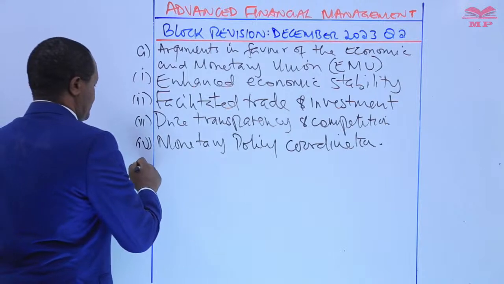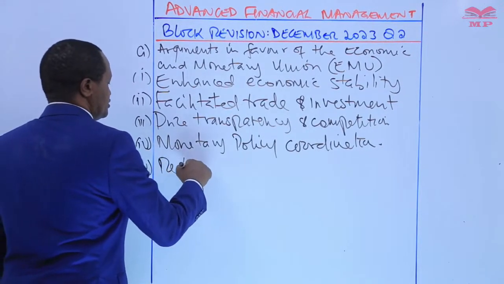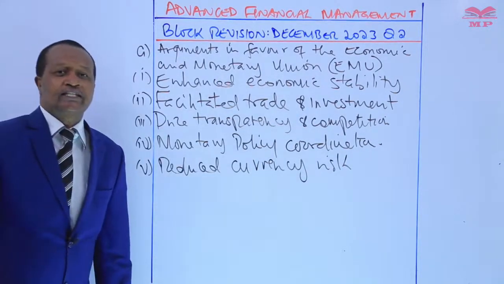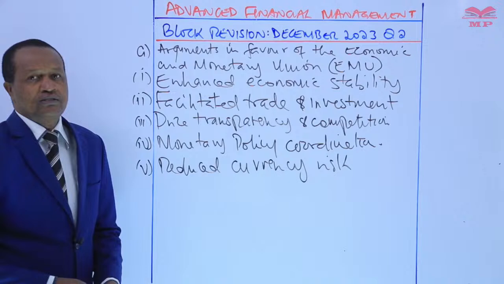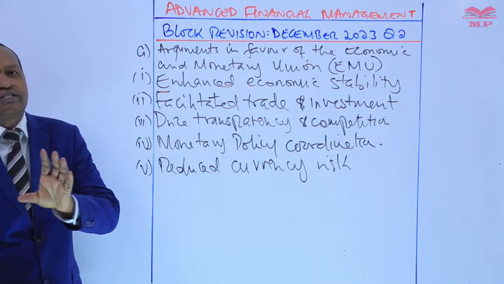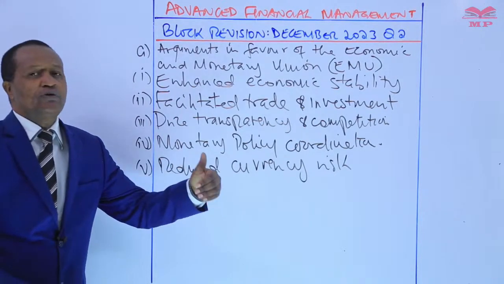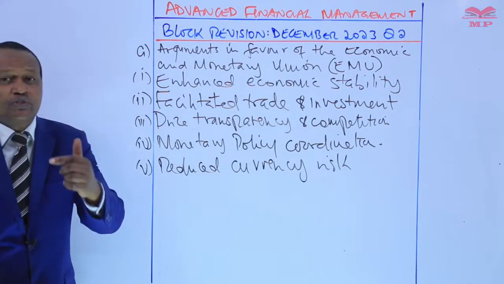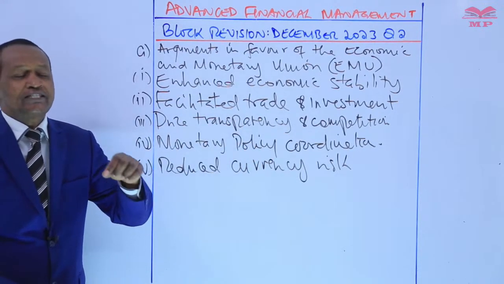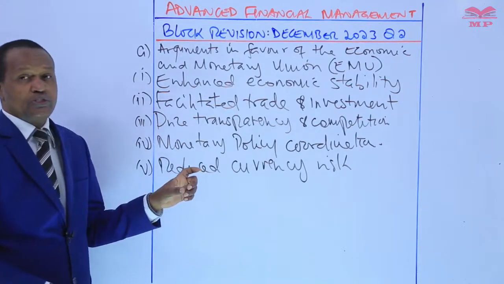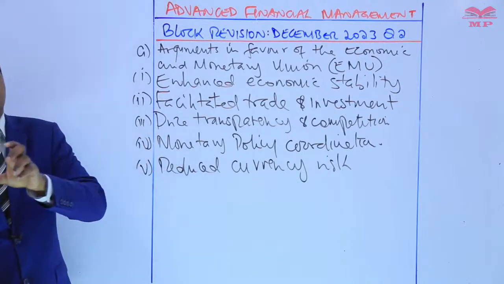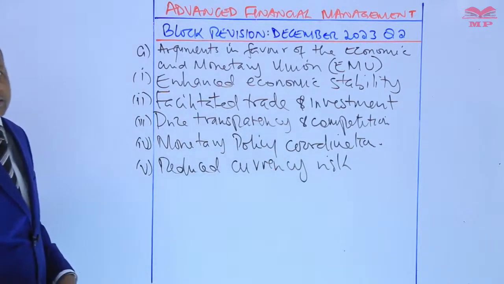Number 5, reduced currency risk. A single currency reduces what we call currency risk. By adopting the euro, candidates, member countries eliminate currency risk for businesses and individuals engaged in cross-border transactions within the Eurozone. And that reduces exposure to currency fluctuations, making it easier to plan and conduct business activities across the national borders.